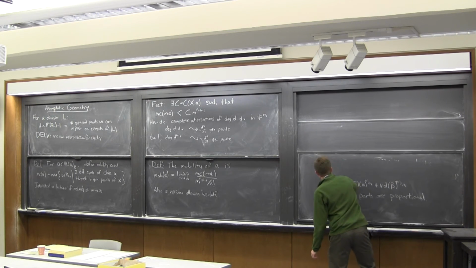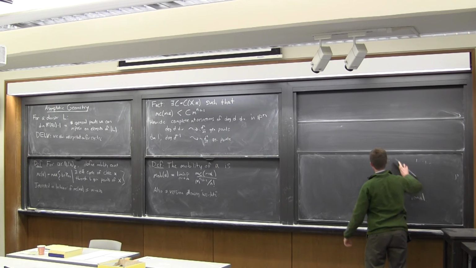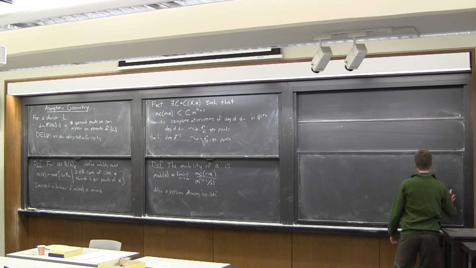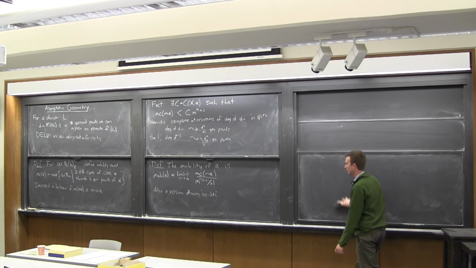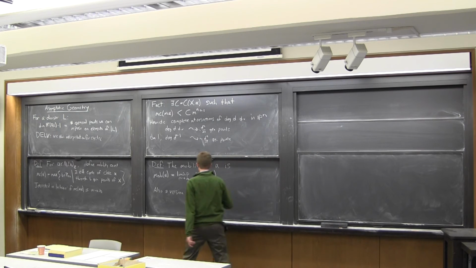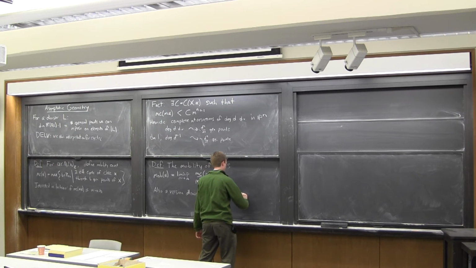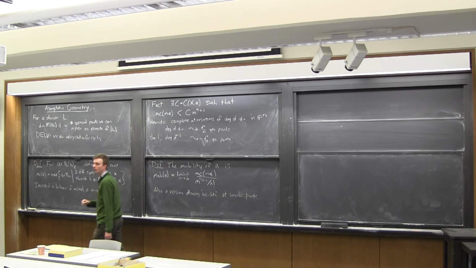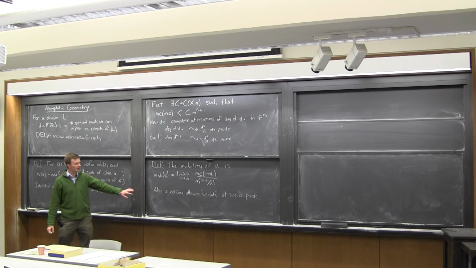So there's two versions of this construction. This one is a little bit easier to state. Let me give the other one because I'll refer to it later also. So there's also a version which allows weights at the singular points. Okay. So why would you want to do something like this?